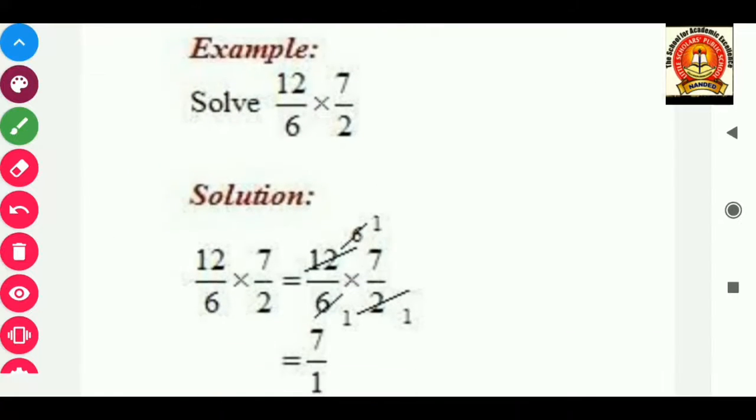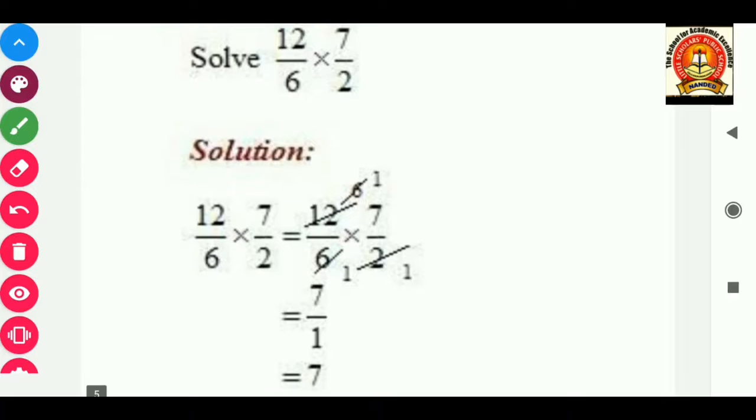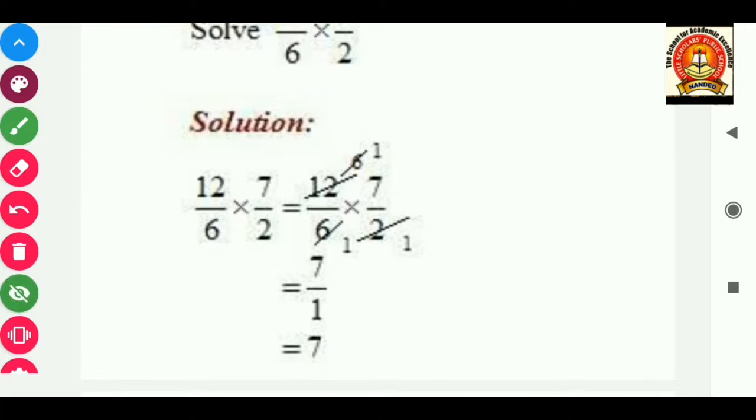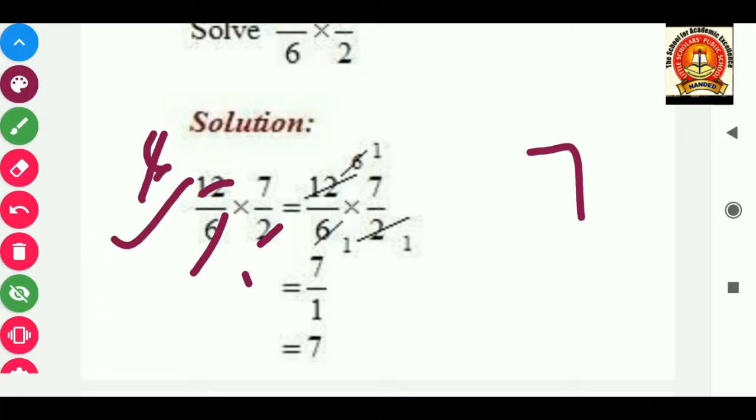Moving to the next example, you need to multiply these two fractions, 12 upon 6 into 7 upon 2. So you can cut here 2 1s are 2 and 2 6s are 12, and then you can cut this 6 and 6, and the final answer you will get is 7, and 7 is nothing but 7 upon 1, that is only 7.